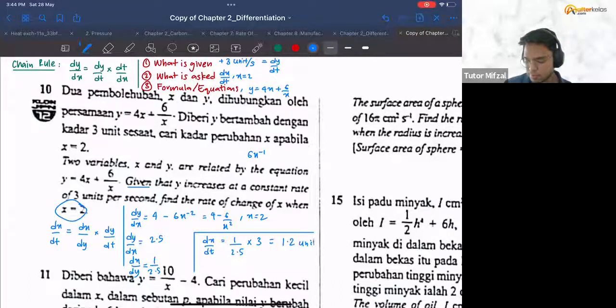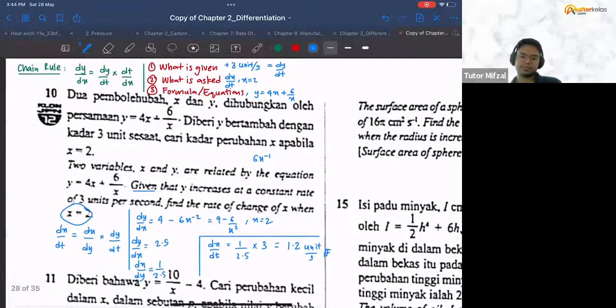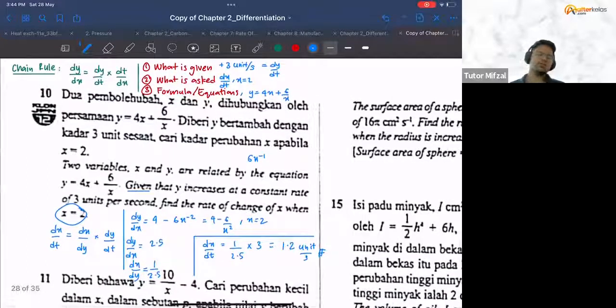units per second. Okay, do you guys understand this? Chain rule. First timer is okay. Try to digest this first. And we will try to do more questions after this regarding chain rule.